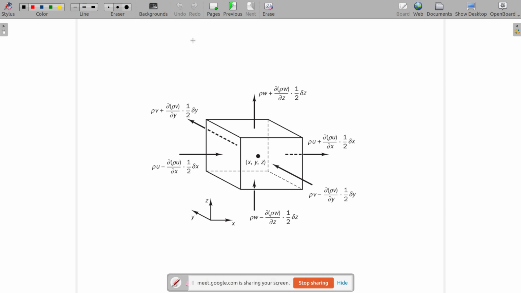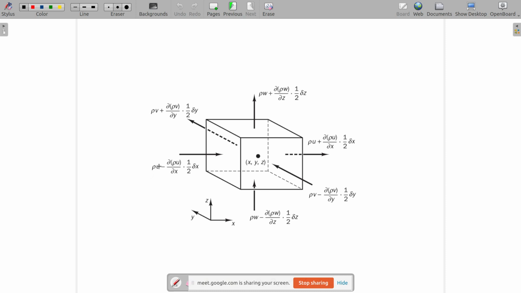So rho u will be the rate with which mass enters the fluid element in one direction. Here the velocities are represented as u, v, and w. u is the x velocity, v is the y velocity, w is the z velocity. So from each face, the middle point is x, y, z.